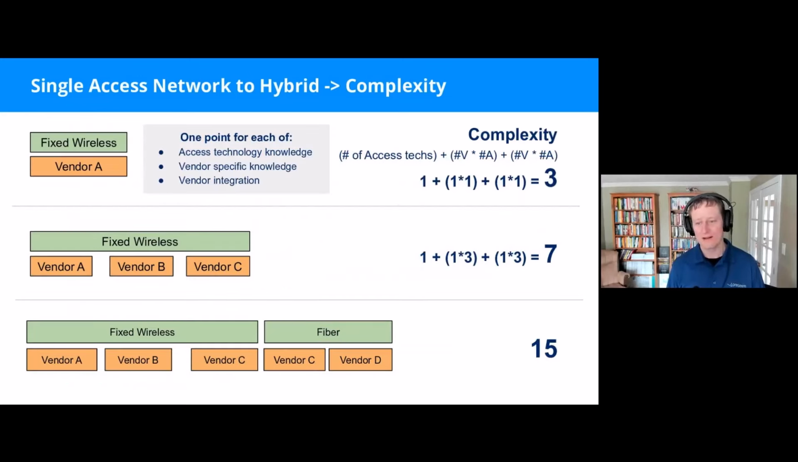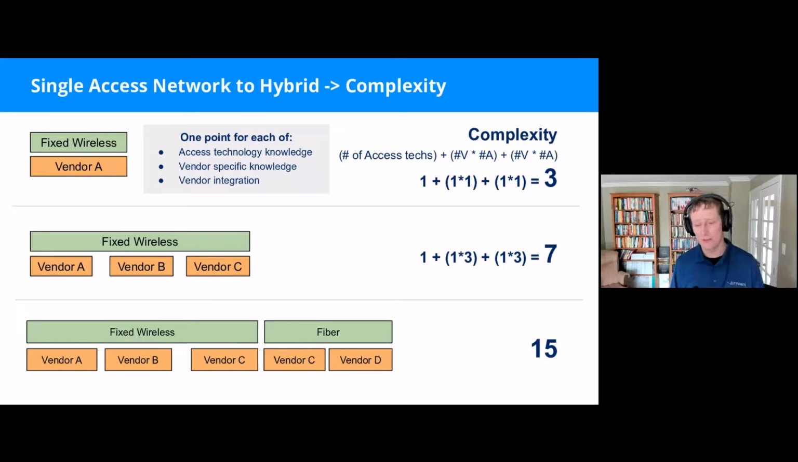To put a little bit of numbers around this in terms of complexity, don't read too much into the formula here or the specific numbers, because this is obviously a dramatically simplified model. But if we think about 1 point of complexity for each access technology the organization needs to know, 1 point for each vendor they need to know, and a point for vendor integration as well. That might be software chops to integrate it, or it might be having to manually provision subscribers across multiple vendors. You get a simple formula here, a score of 3. That jumps up pretty quick once you've added multiple vendors to the network.